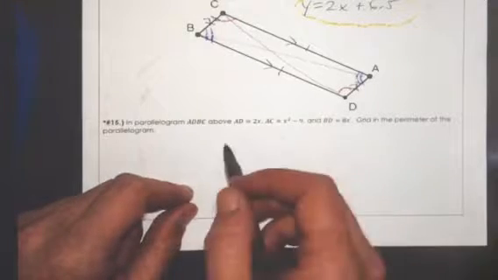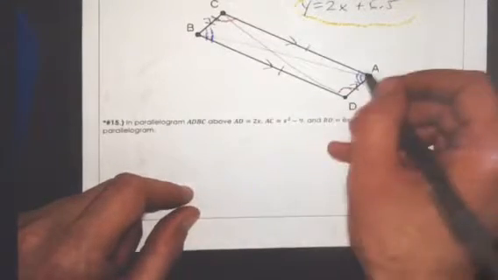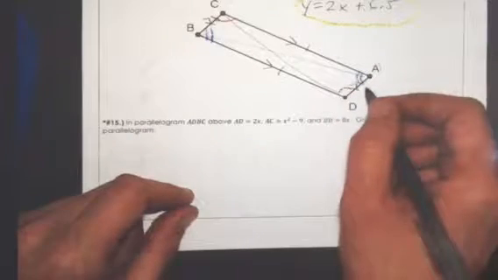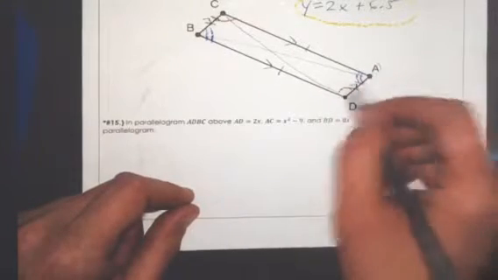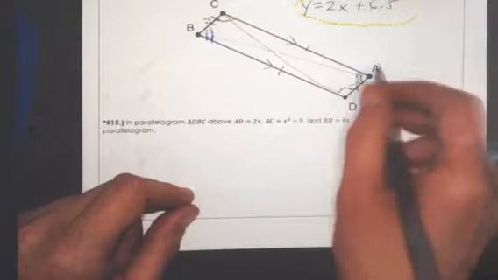And that's enough talking about parallelograms right now. The other thing we could say is that consecutive angles are supplementary. Like if you have a 60 here, then this is 120 because they add to 180, consecutive angles.